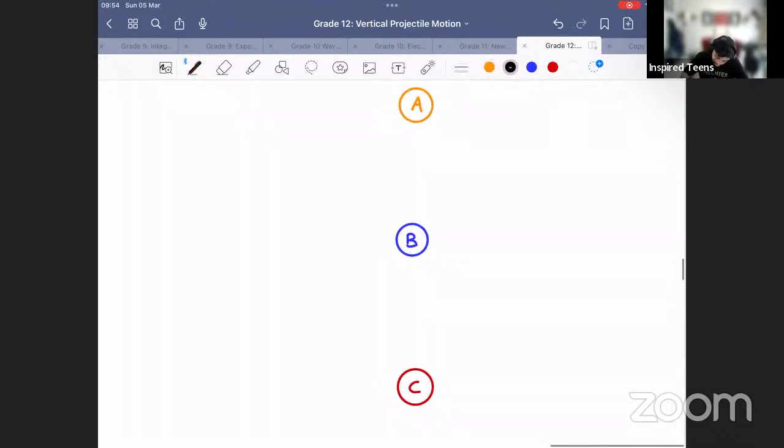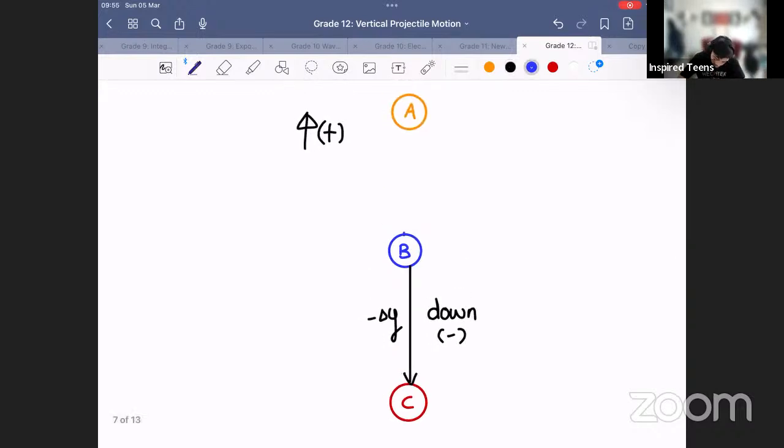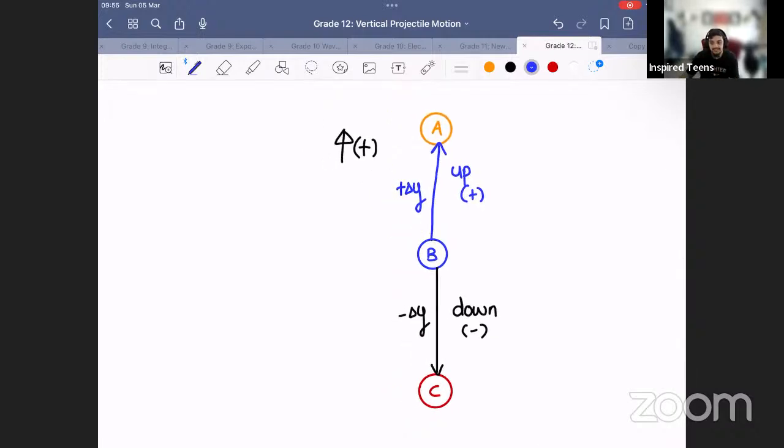Okay, so let's just say I'm traveling from B to C. I'm going to try to make this a basic explanation. Overall, I've chosen up as positive. So if I travel from B to C, I'm traveling downwards. Down is negative, which means negative displacement. If I'm traveling from B to A, I'm traveling upwards. Up is positive, so therefore positive displacement. Okay, I'm just going to leave it at that. That's why we rather allocate a whole other lesson where we can do a 2-ball situation.